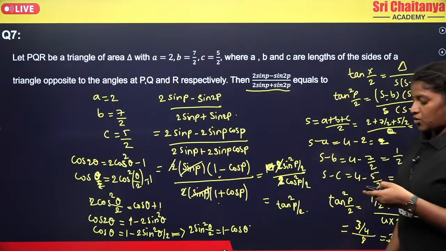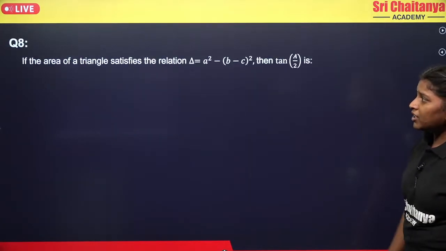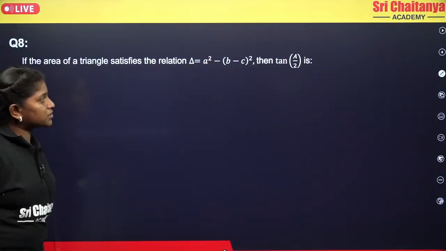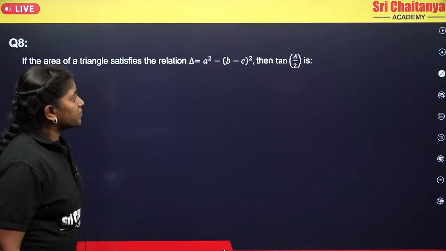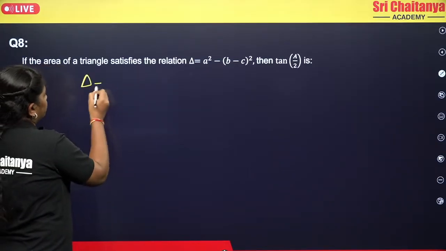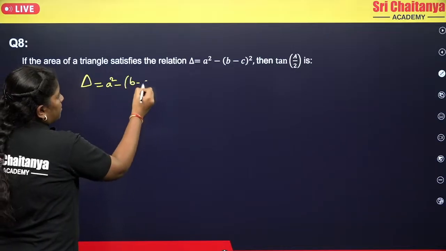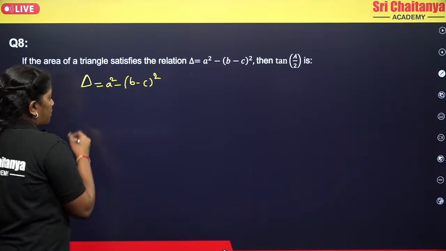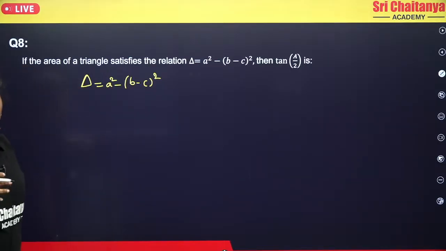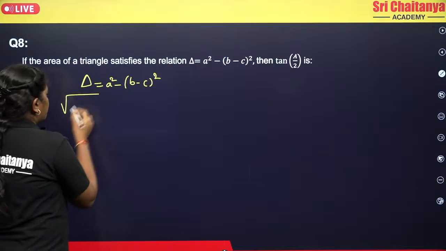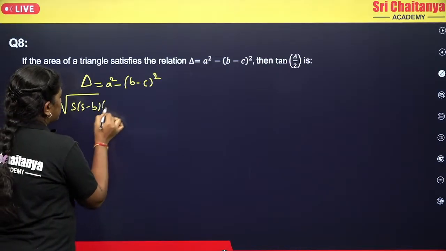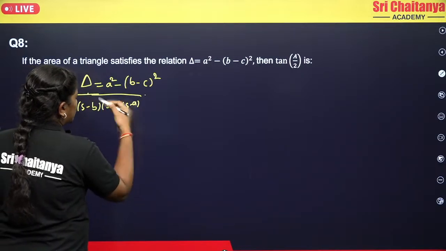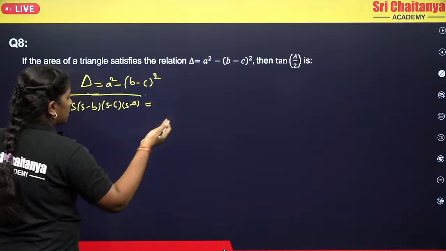Now moving to the next: the area of a triangle satisfies the relation det equals a square minus b minus c whole square, then tan of a by 2 is. So they gave the relation for det, which is a square minus b minus c whole square. If you observe clearly, we have the a square minus b square formula. And det, how can we find the area with the help of the sides? It will be given by root of s into s minus b into s minus c into s minus a, right? So you can leave this, and let's check what we will get on our right side.